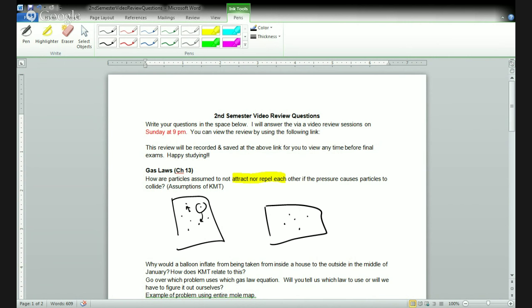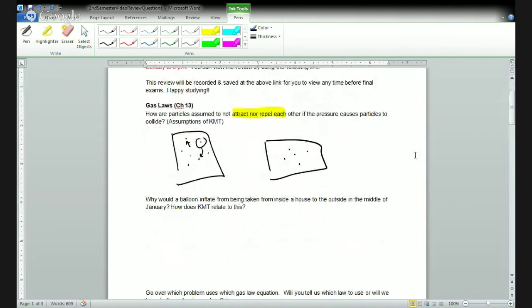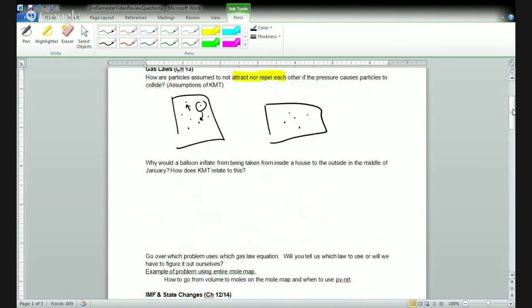Our next question is all about balloons inflating. How would a balloon inflate from being taken inside the house to the outside in the middle of January, and how does KMT relate to that? If we think about gases in general, and a balloon inside the house, this question is actually not correct. My balloon is not going to inflate when I take it outside. My balloon's going to deflate. So this should actually say deflate.